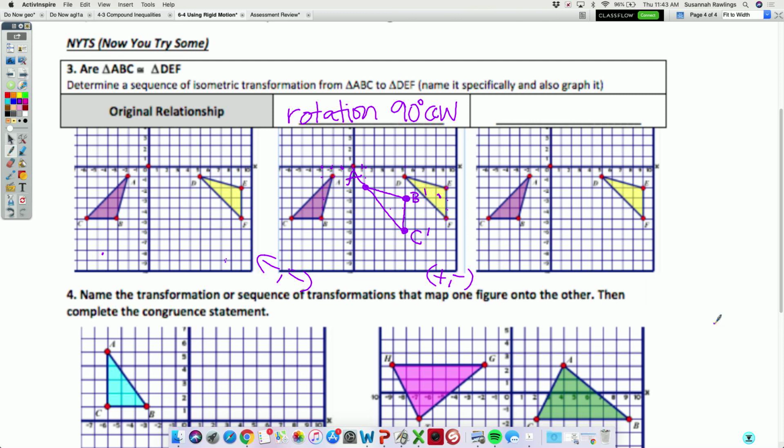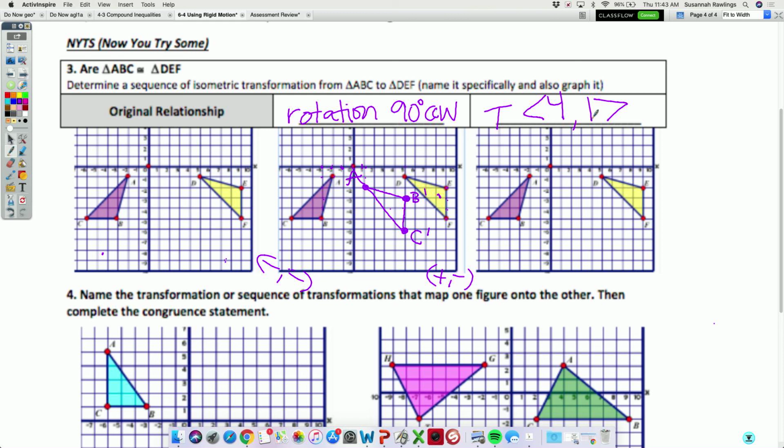Alright, so we knew this was a translation because it was just sliding from ABC onto DEF. So you could have just put a T if we were doing vector form. Remember, vector form has the little arrows on either side. So how many to the right did I move? 4. So a +4, and then I went up 1, so I would put a +1.